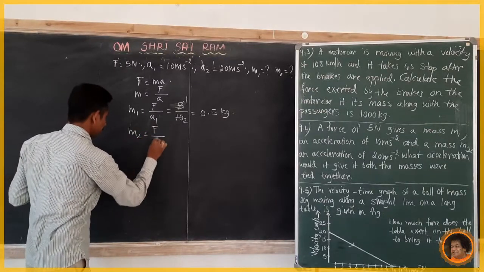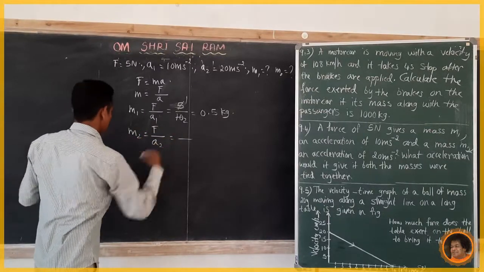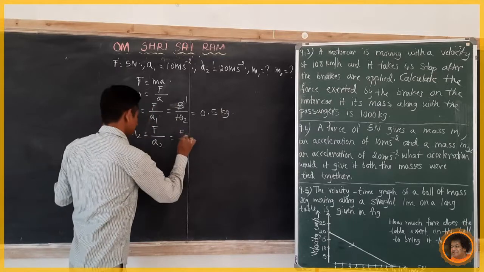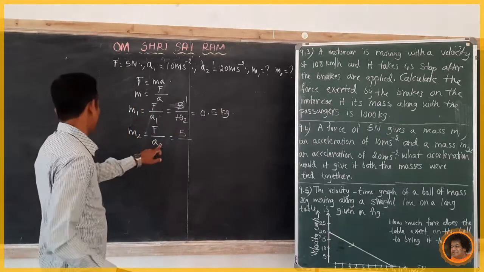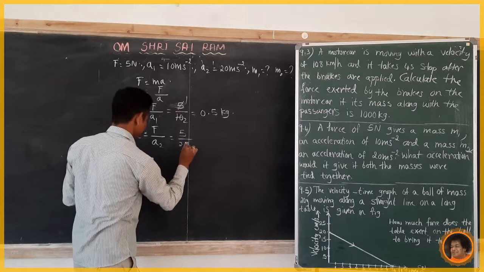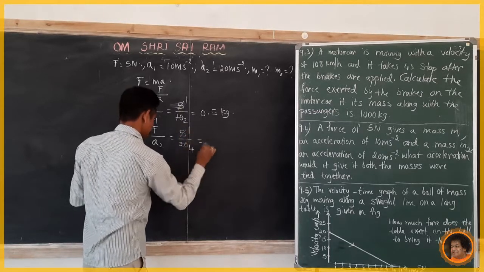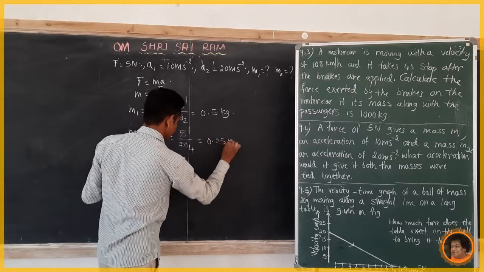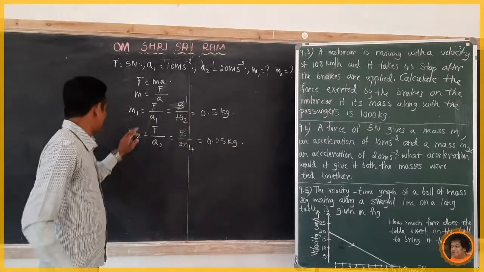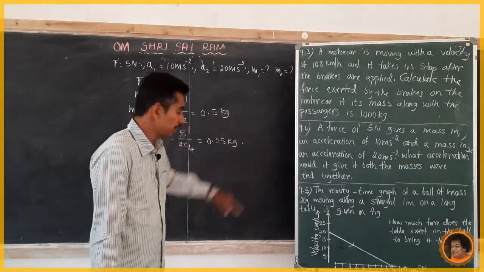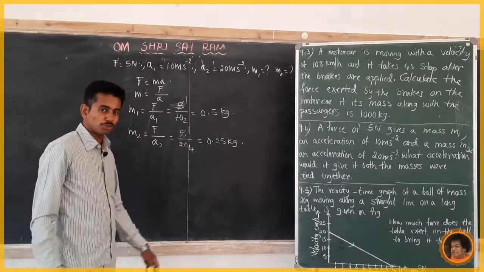Then find m2. m2 equal to F by a2. Force is 5 Newton only, and a2 is 20. 5 by 20 is 1 by 4, which means 0.25 kg. Now the mass of the first object is 0.5 kg and the mass of the second object is 0.25 kg.